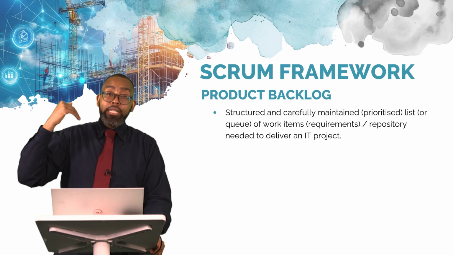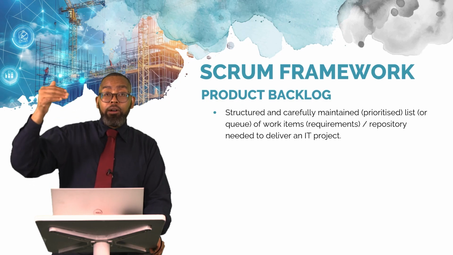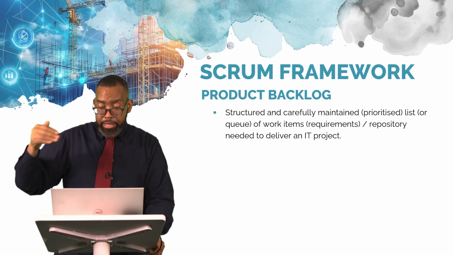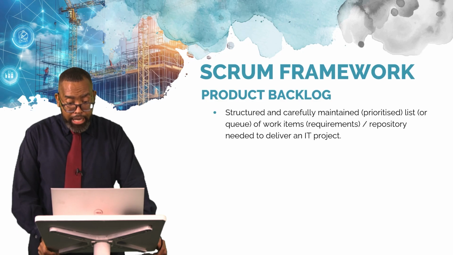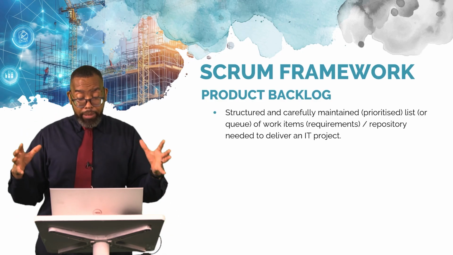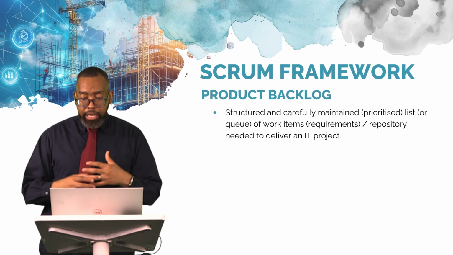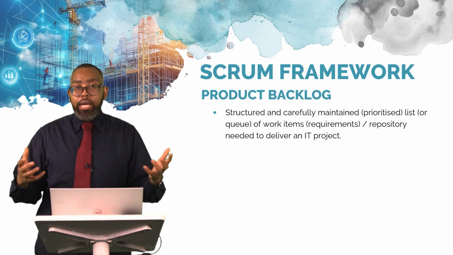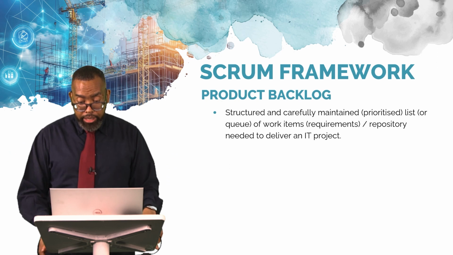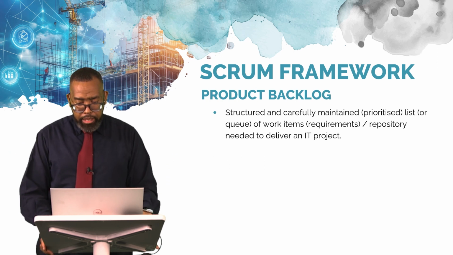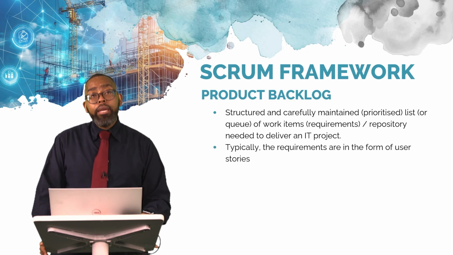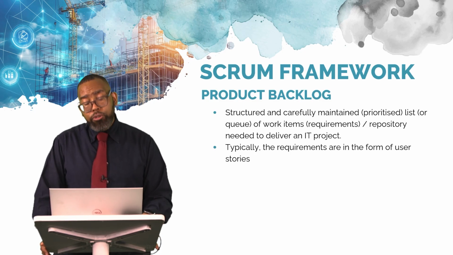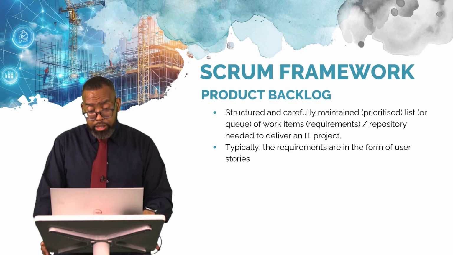So the items at the top of the backlog are prioritized and ready for development. And as you go down, those are items that require further refinement and unpacking. So a product backlog is then a structured, carefully maintained, prioritized list or queue of work items. And these are the requirements that the project team is going to be delivering on. We've already touched the point that typically the requirements in Agile are presented in the form of user stories, and we'll get into the details of user stories a little bit later on in the lecture today.